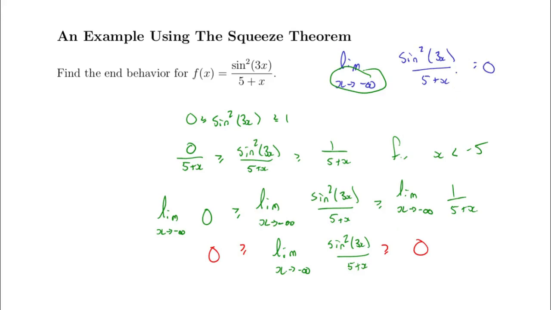Great. So we can still use the squeeze theorem for these limits as x approaches positive infinity or negative infinity. We just have to be careful when we're doing multiplication and division: if you multiply or divide by a negative, switch the direction of your inequality.